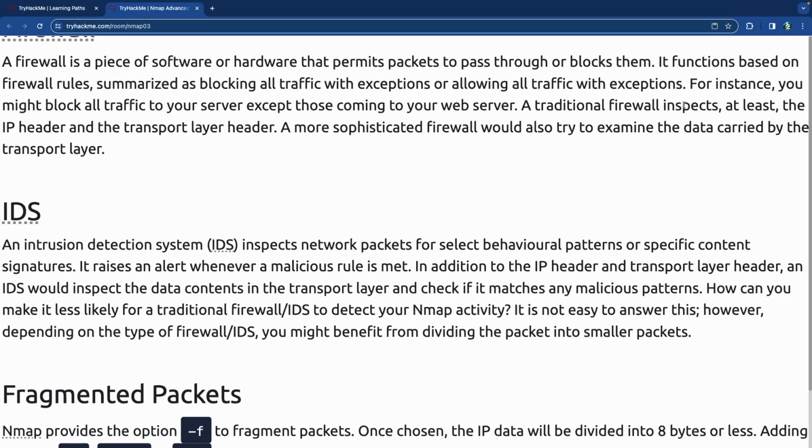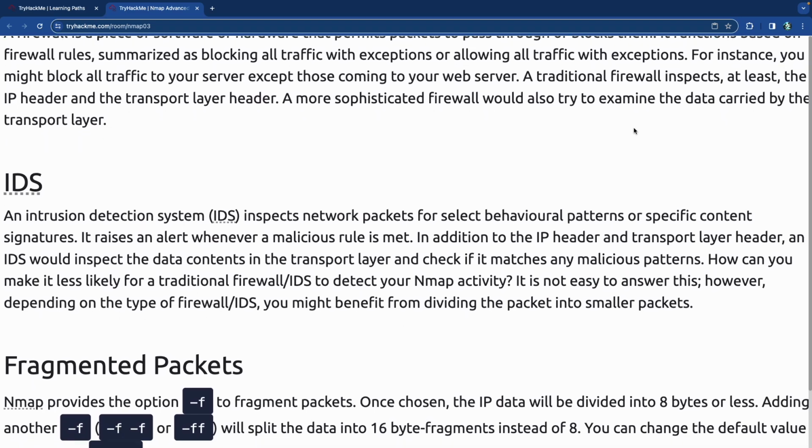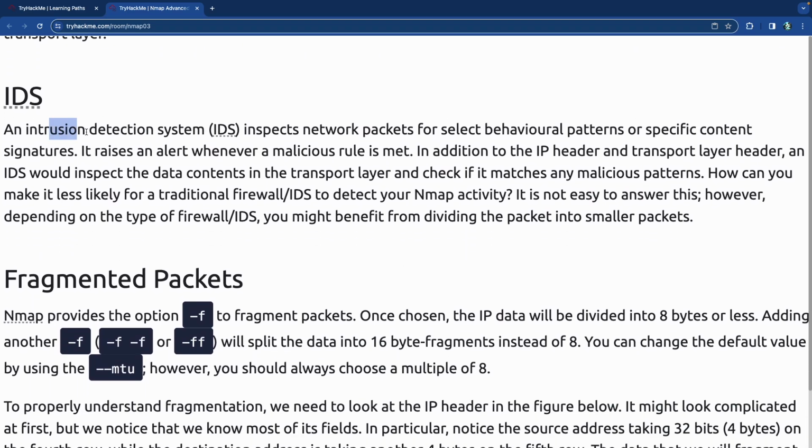A traditional firewall inspects at least the IP header and the transport layer header. A more sophisticated firewall would also try to examine the data carried by the transport layer. Then you have the intrusion detection system, which inspects network packets for selected behavioral patterns or content signatures. It raises an alert whenever a malicious rule is met. In addition to the IP header and transport layer header, an IDS would inspect the data contents in the transport layer and check if it matches any malicious pattern. So, for example, there's malware attached to it.